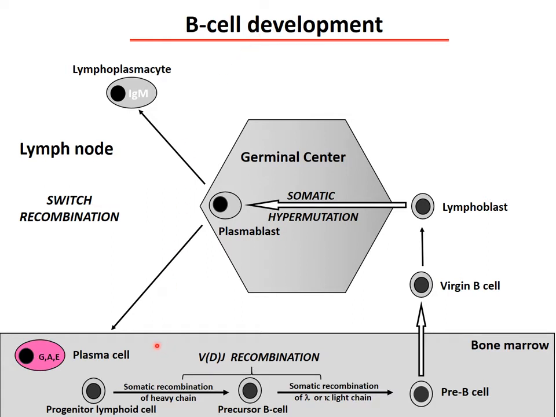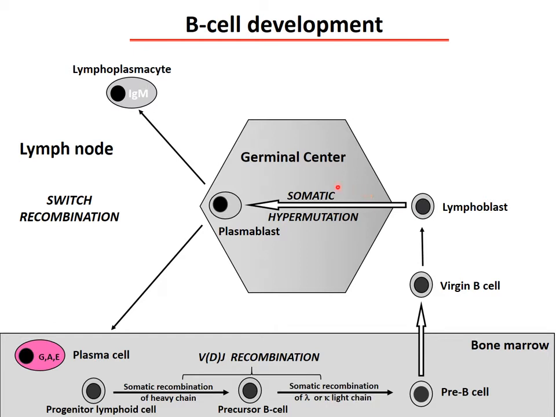This development starts in the bone marrow, when we have progenitor lymphoid cells that undergo a somatic recombination called VDJ recombination. First, this VDJ recombination affects the heavy chain, and after that the light chain. When we have this recombination, the pre-B cells get out from the bone marrow into the circulation and reach the lymph node.